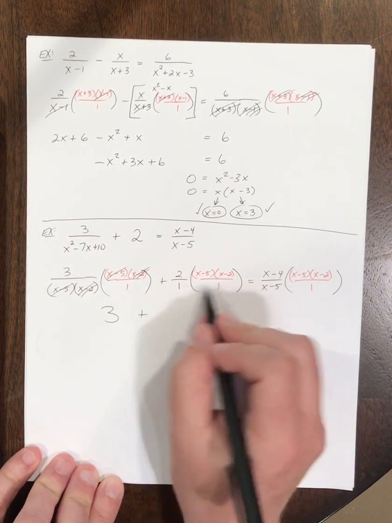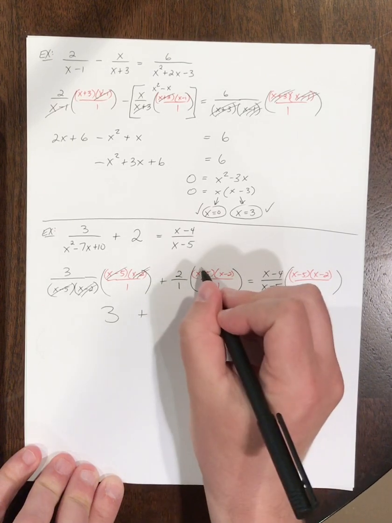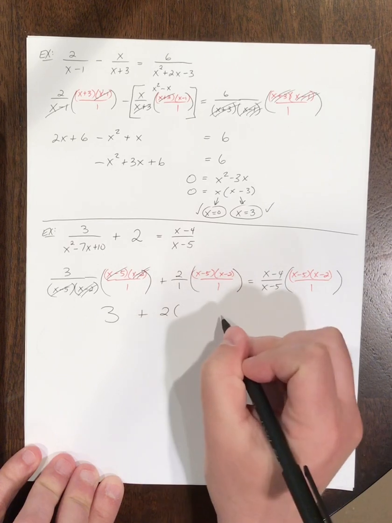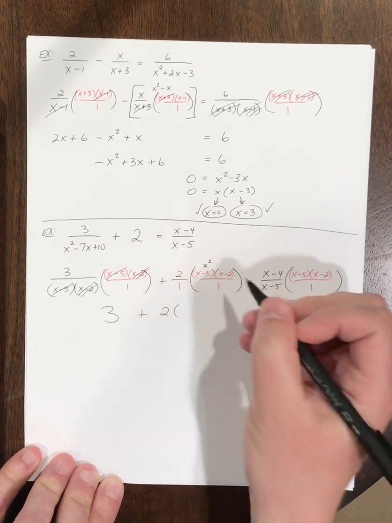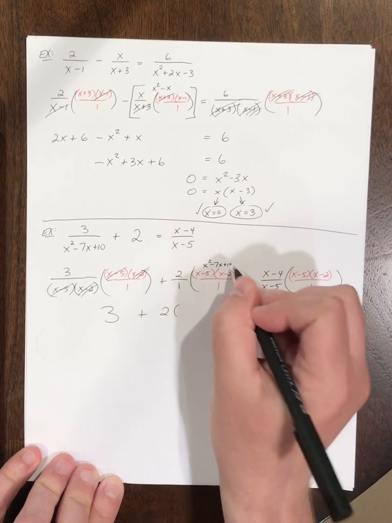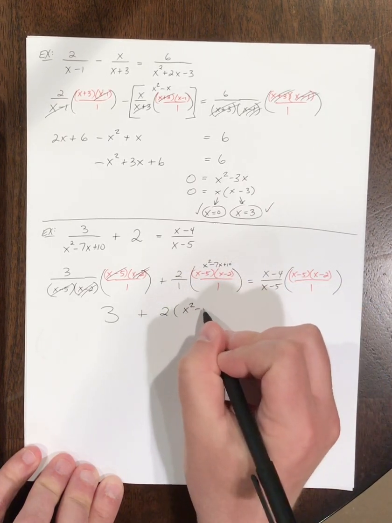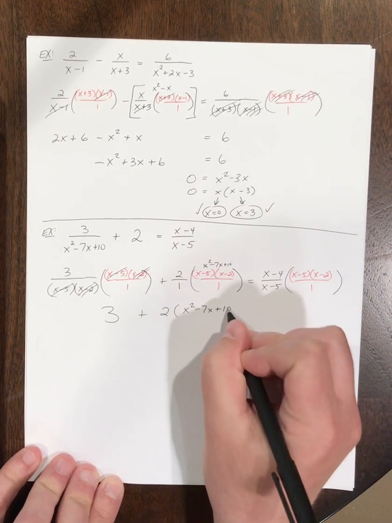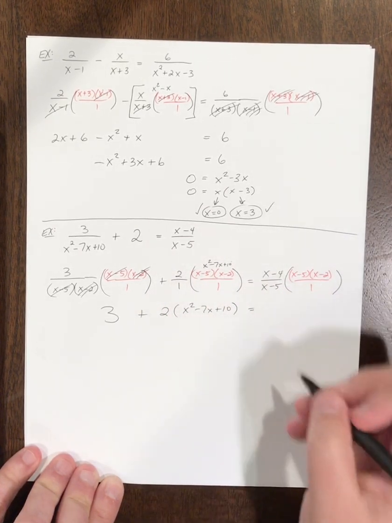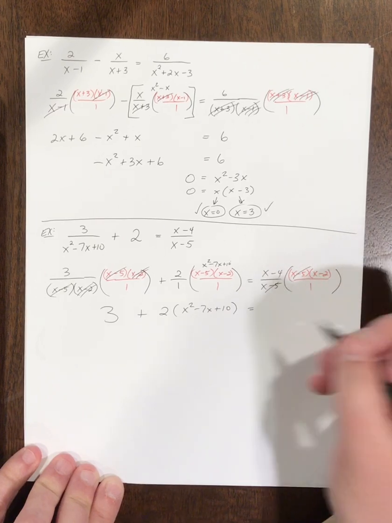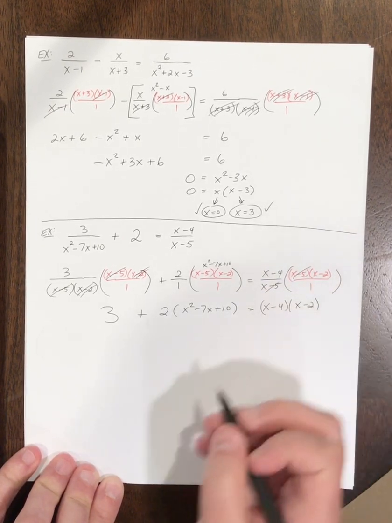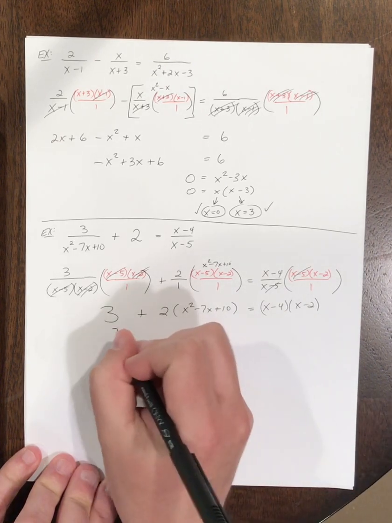Here, there's nothing to cancel. So I'll have the 2 times, I'm just going to FOIL this right up here. Remember, that's x squared minus 7x plus 10. So eventually you're going to have to distribute the 2 into that. And here the x minus 5's cancel. So I have x minus 4 times x minus 2. So still some more work to be done.